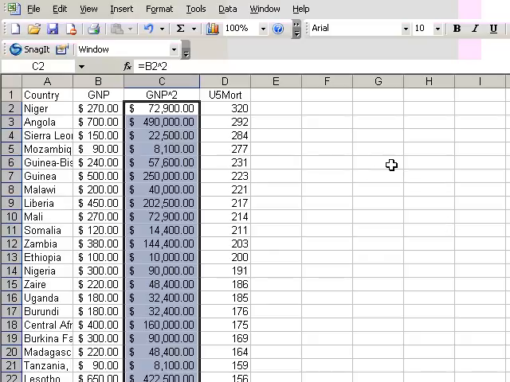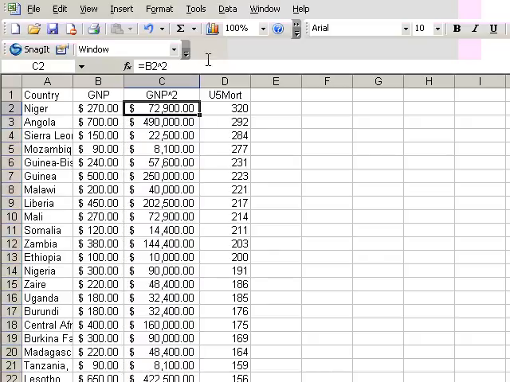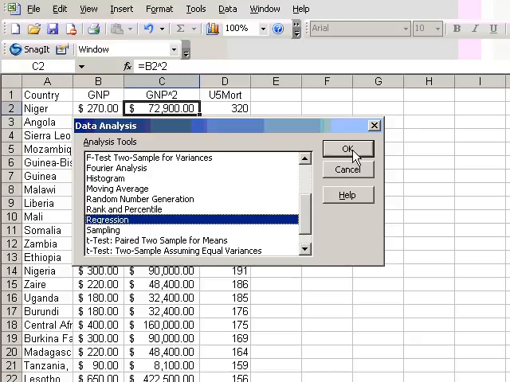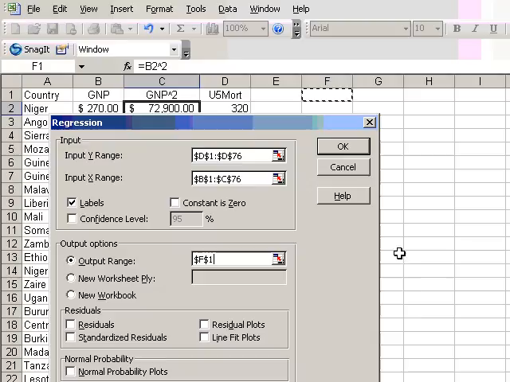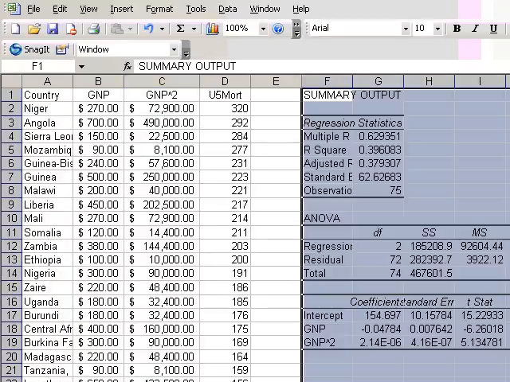Now let's see what happens if I use GNP and GNP squared to create a new regression equation. I'll go to Tools, Data Analysis, Regression, OK. The dependent variable is under 5 mortality. The independent variable set now is GNP and GNP squared. There are labels in the first row, and the output will go in F1. When I click OK, I get this result.